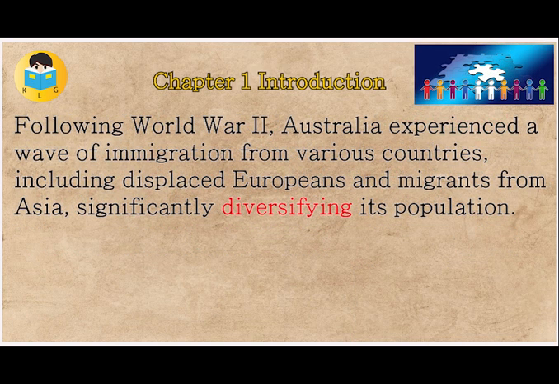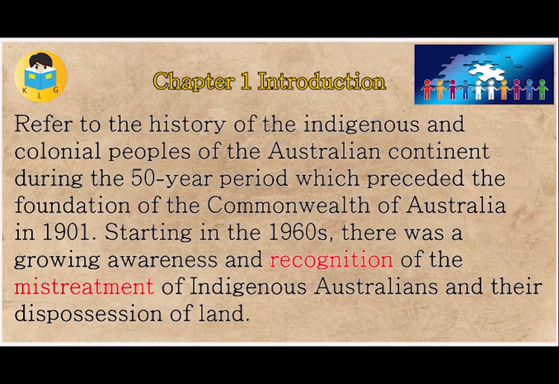Following World War II, Australia experienced a wave of immigration from various countries, including displaced Europeans and migrants from Asia, significantly diversifying its population. Refers to the history of the indigenous and colonial peoples of the Australian continent during the 50-year period which preceded the foundation of the Commonwealth of Australia in 1901. Starting in the 1960s, there was a growing awareness and recognition of the mistreatment of Indigenous Australians and their dispossession of land.